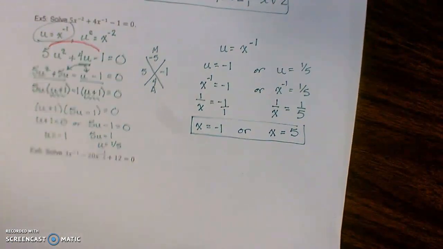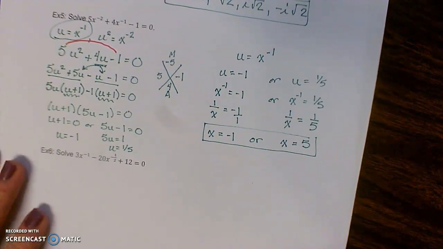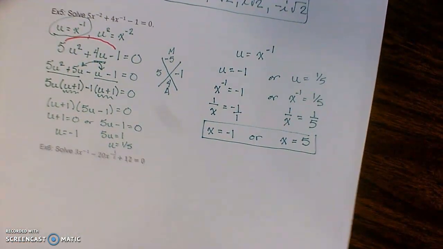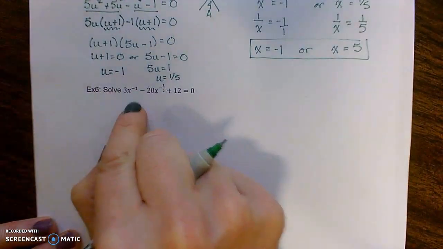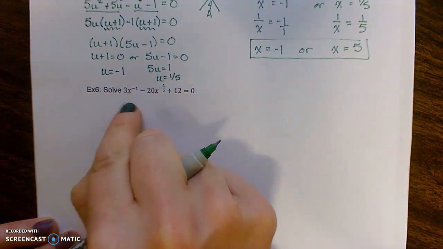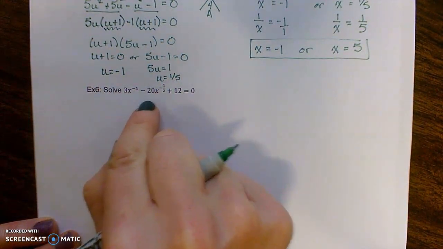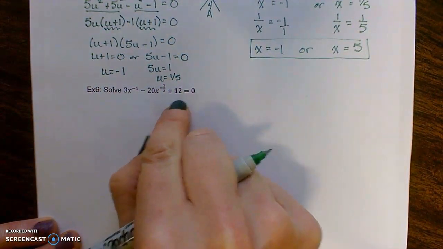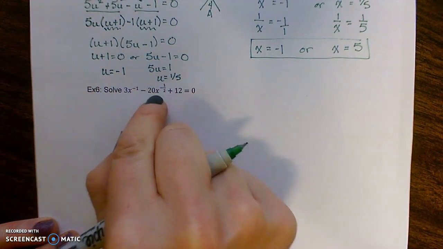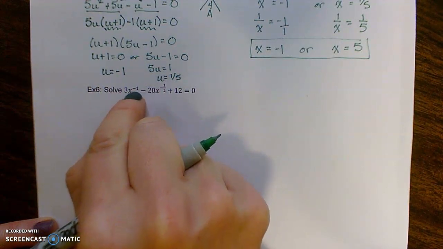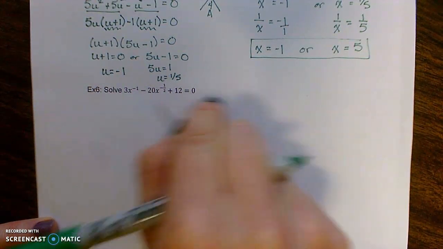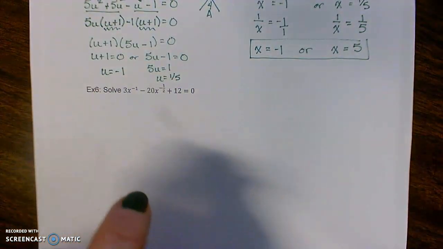All right, let's do one more that involves both negative exponents and fraction exponents. So this one looks very strange. Notice it's in the standard form, 3x to the negative 1 minus 20x to the negative 1/2 plus 12 equals 0. So this middle term here, multiply the exponent by 2, you get this exponent here. So this is a quadratic-like equation.